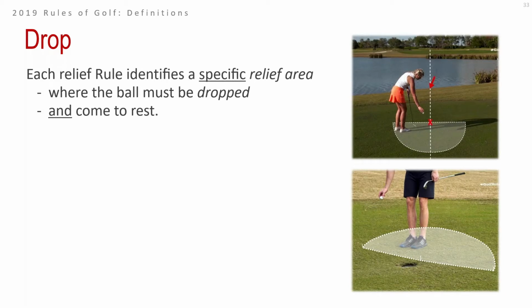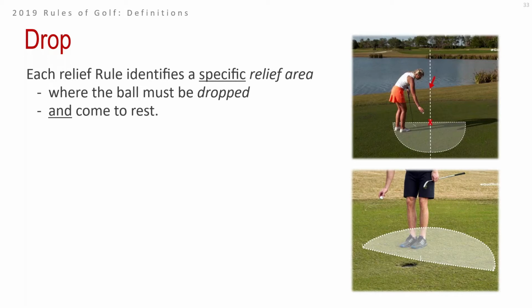So in the top picture here, we have a gal who's hit it into a penalty area, and she's proceeding under the back on the line procedure for a penalty area. She's chosen a spot there on that line, and her area that is developed by that spot on the line is 1 club length in either direction, no closer to the hole. So she needs to drop it in that specific relief area.